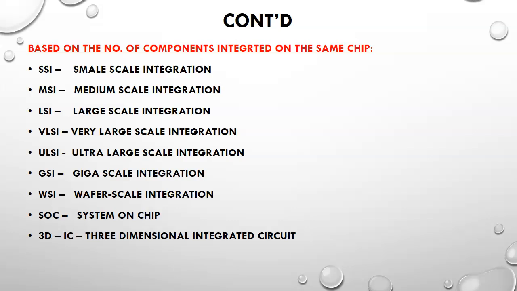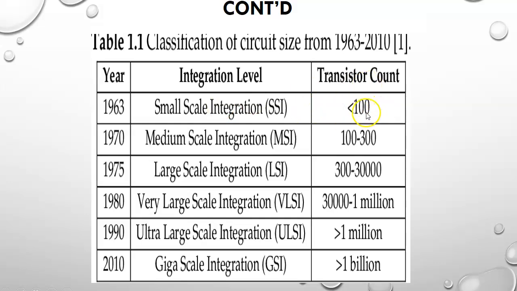And based on number of components integrated on the same chip, the ICs can be classified as small scale integration, medium scale integration, large scale integration, up to 3D integrated circuit. The latest versions are system on chip and 3D IC chip. In small scale integration, less than 100 transistors can be fabricated in a single chip. It was developed in 1963. In medium scale, 100 to 300 transistors can be fabricated. It was developed in 1970, like that. Now gigascale integrations are current, in which more than 1 million transistors can be fabricated.